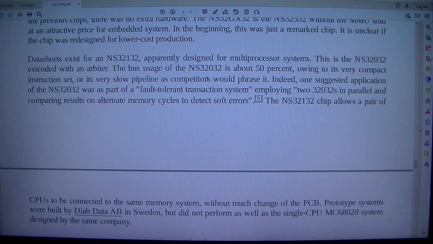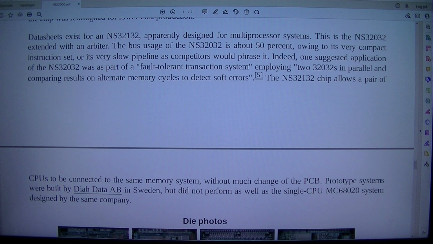Data sheets exist for an NS32132, apparently designed for multiprocessor systems. This is the NS32032 extended with an arbiter. The bus usage of the NS32032 is about 50%, owing to its very compact instruction set, or its very slow pipeline as competitors would phrase it. Indeed, one suggested application of the NS32032 was as part of a fault-tolerant transaction system employing two 32032s in parallel and comparing results on alternate memory cycles to detect soft errors.